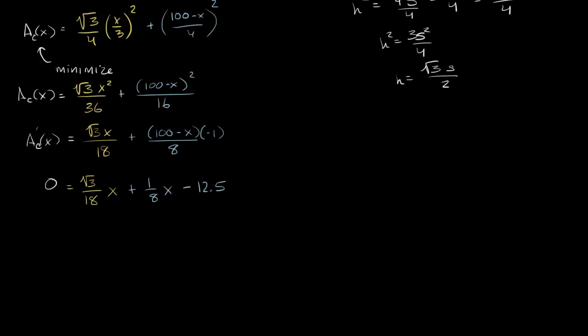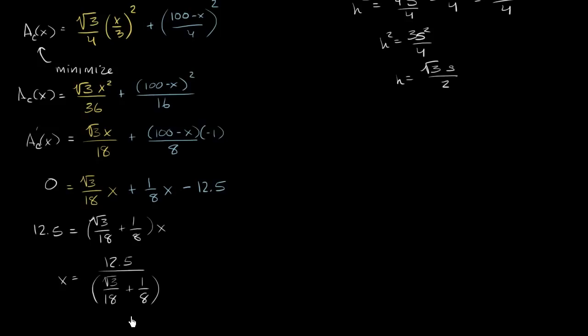So if we add 12.5 to both sides, we get 12.5 is equal to, if you add the x terms, square root of 3 over 18 plus 1/8 x. To solve for x, divide both sides by this. You get x is equal to 12.5 over square root of 3 over 18 plus 1 over 8. And we are done. At x equals this, our derivative is equal to 0. Now, I shouldn't say we're done yet. We don't know whether this is a minimum point.